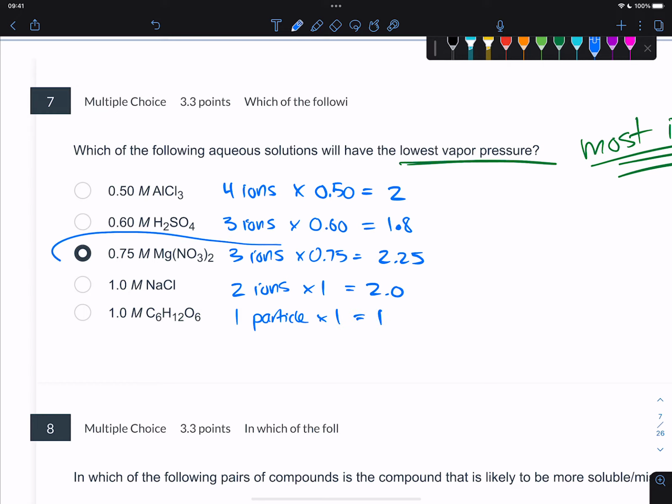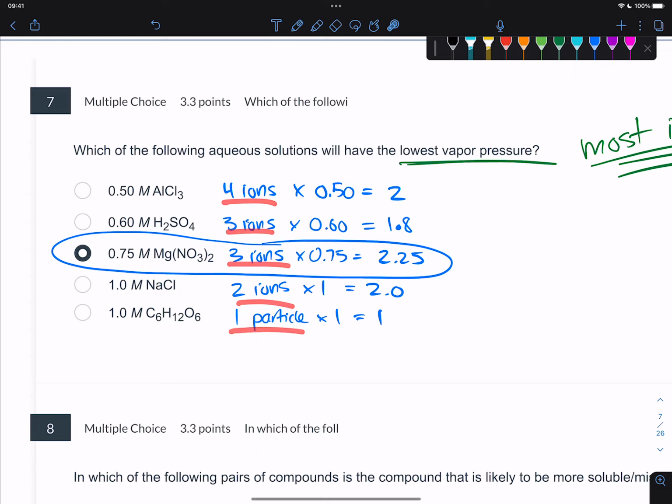So the reason that this is the right answer is because, well, it doesn't create the most ions, but magnesium nitrate has the highest concentration once those ions are all dissolved. So again, find out how many ions they make. Recognize that molecular compounds or covalent compounds are not going to make any ions. They'll stay just 1 particle. They'll dissolve but not dissociate any further. And then you just multiply the two and figure out which one has the highest amount.